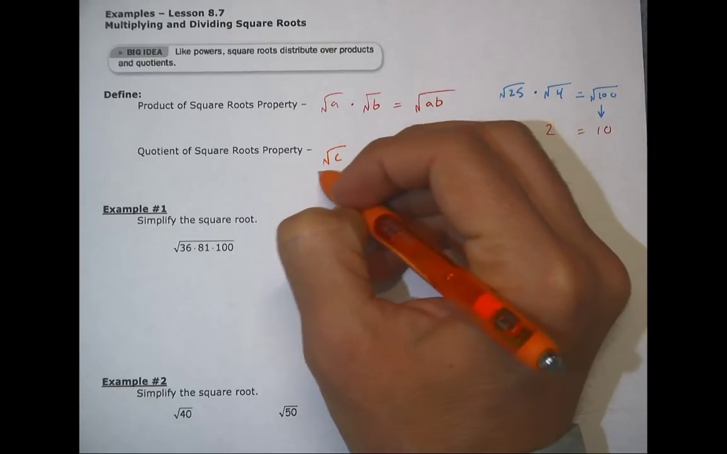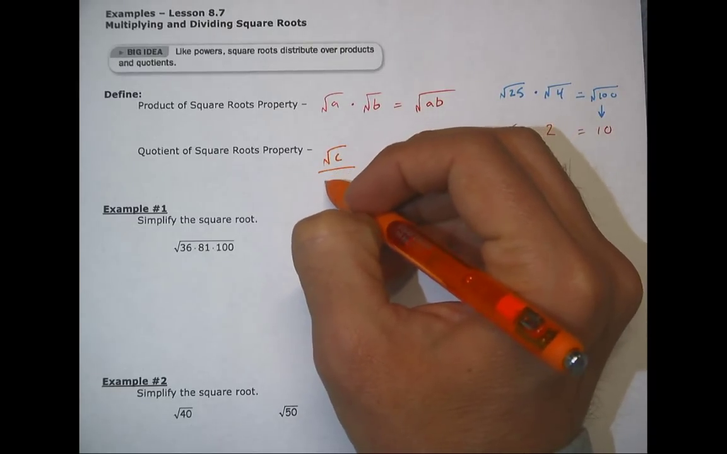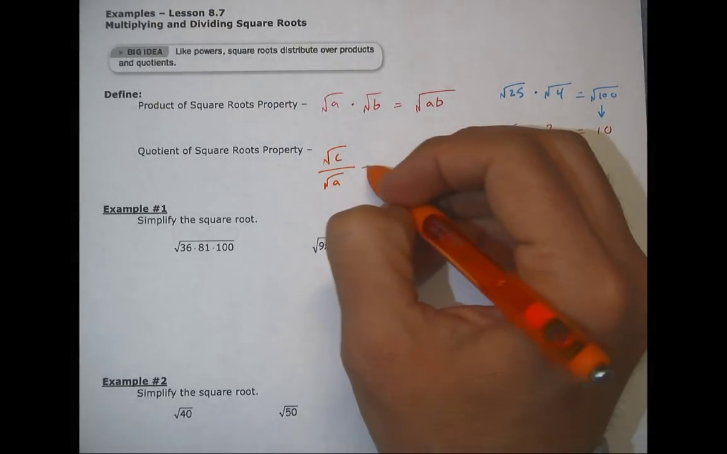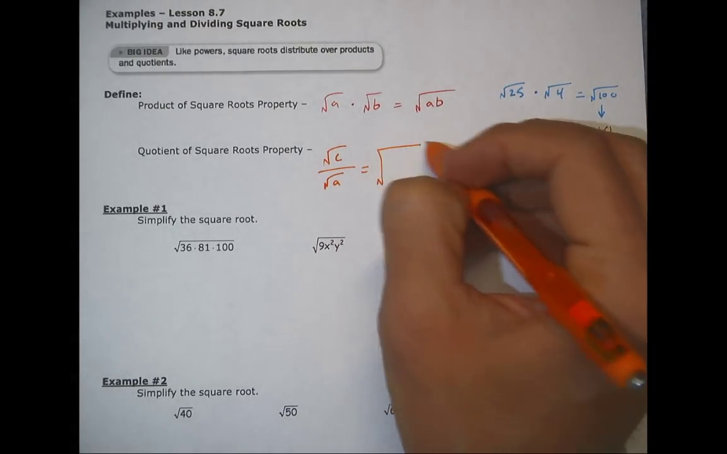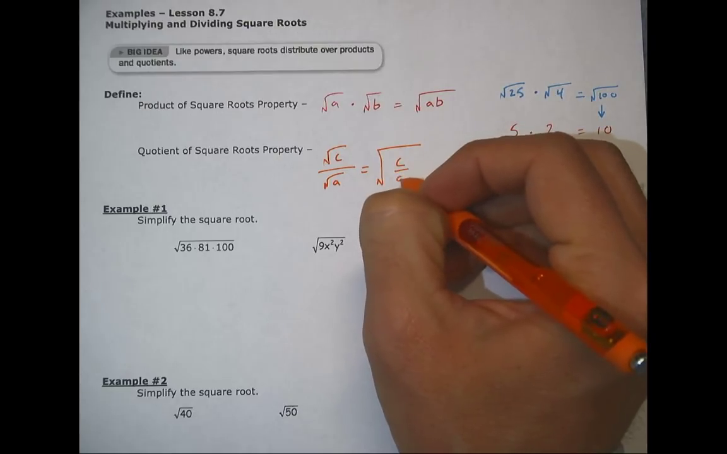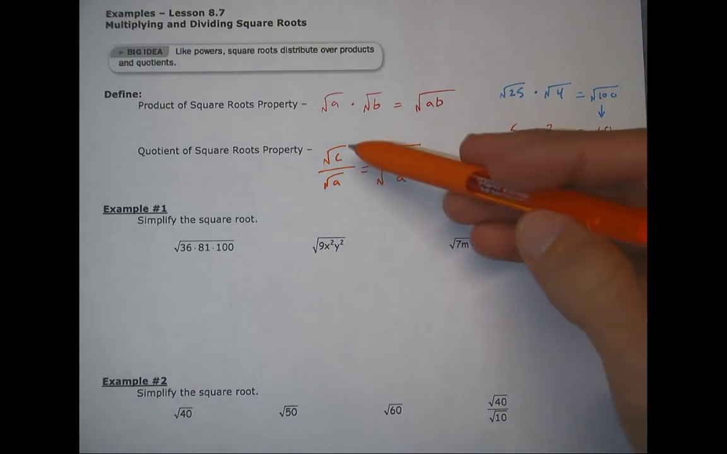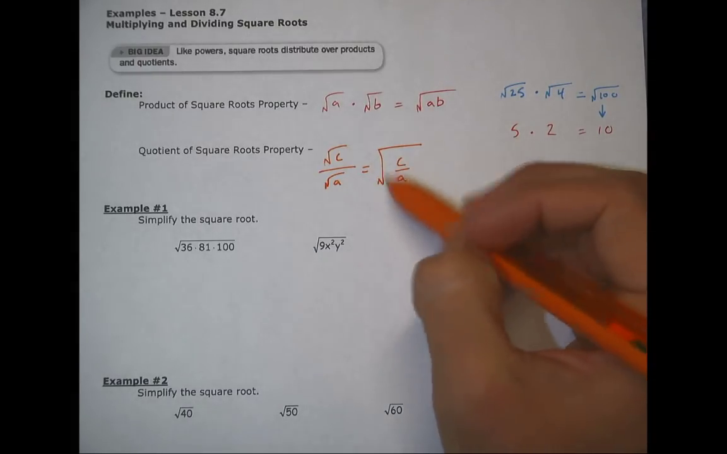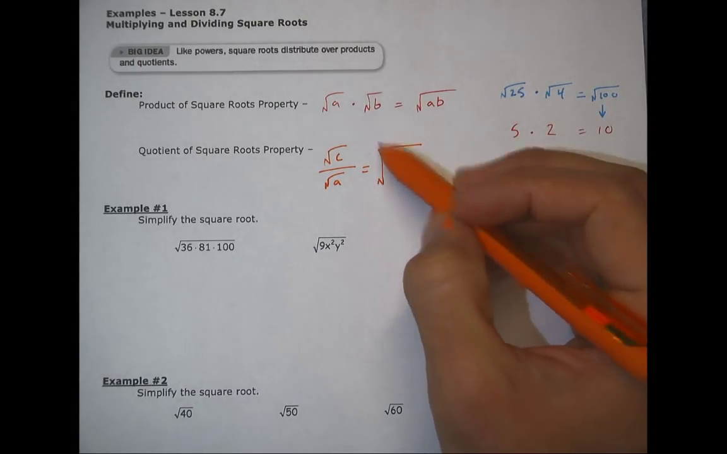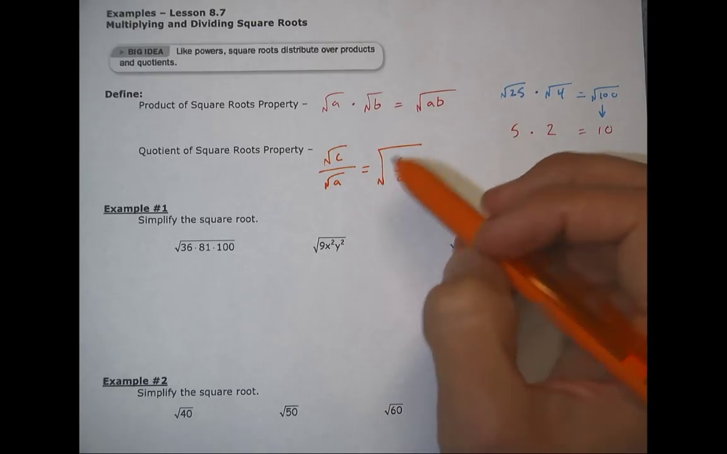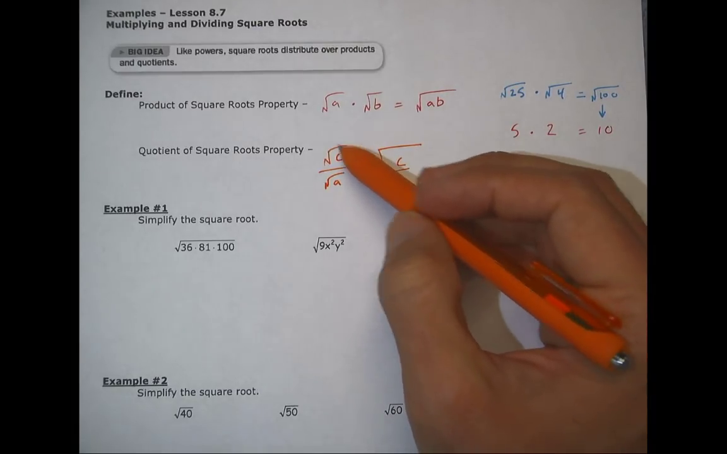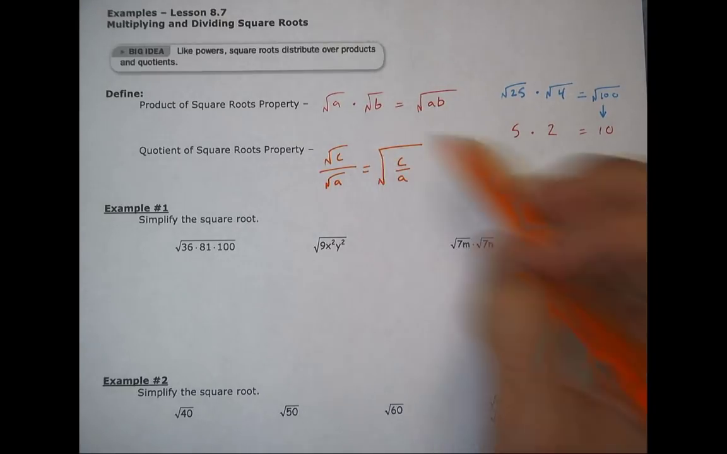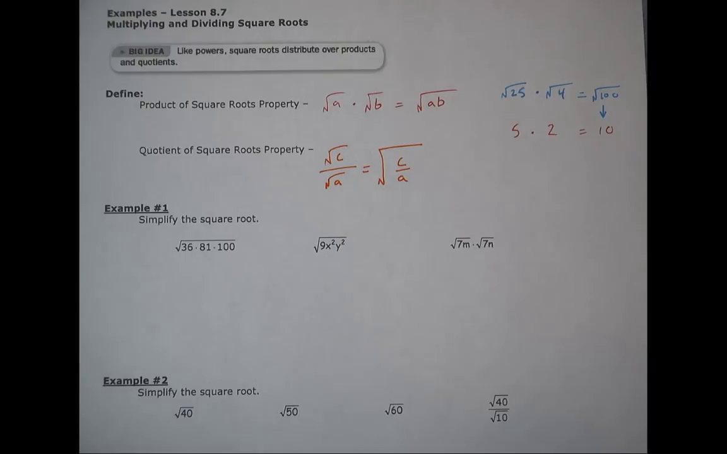Quotient of square roots property is very similar. The square root of c divided by the square root of a, and you can use any letters there, of course, equals the square root of c divided by a. So basically, if both of them are being square rooted, you could put the whole thing underneath, or vice versa. If you saw a fraction that was being square rooted, the entire thing, you could split it up into two separate pieces, because maybe one of them will simplify nicely and the other one will not, and that will help you simplify these things along the way.